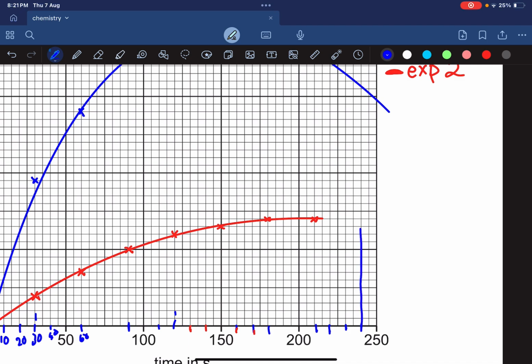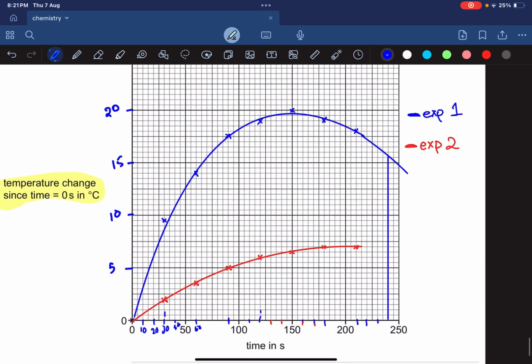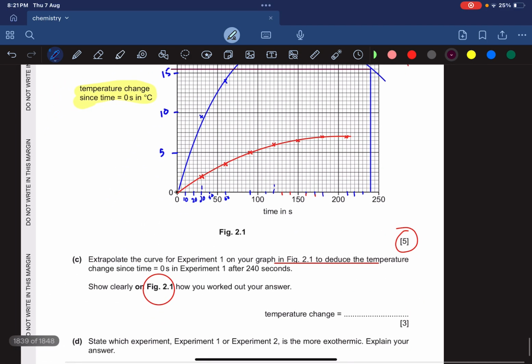So this one right here is the line for 240, and this exactly comes out to be on, let's check out, this is 15.5. So the temperature change is going to be 15.5.